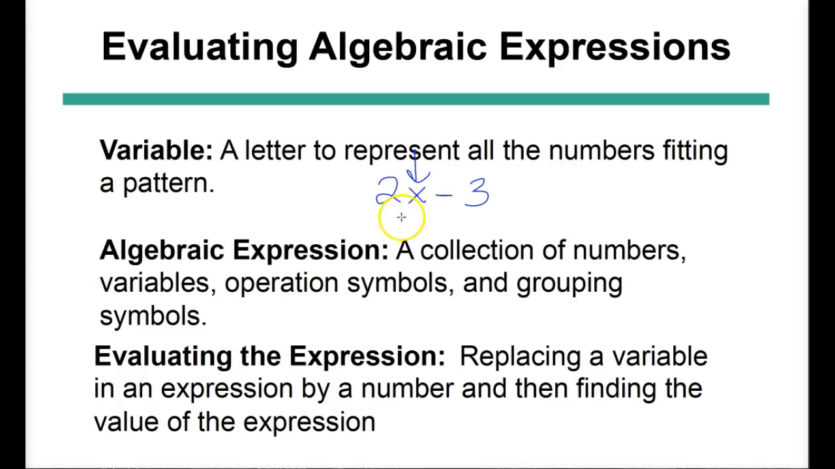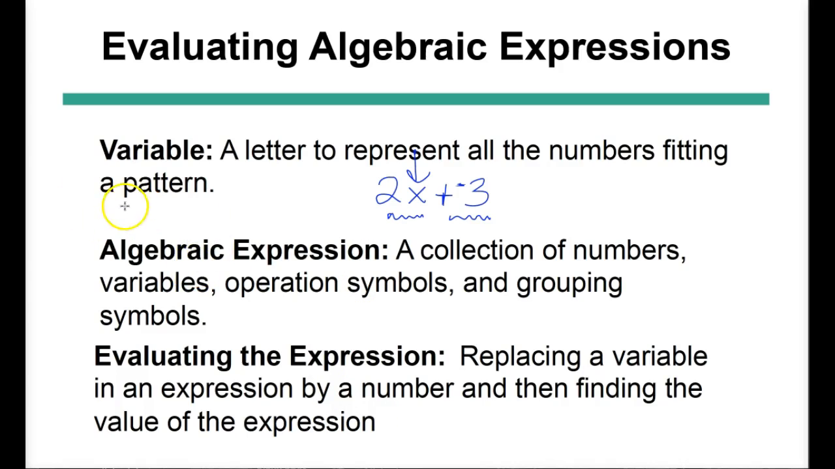As an example, 2x minus 3 is an algebraic expression. It is a two-term algebraic expression where the first term is 2x and the second term is minus 3. Of course, we're saying that because I could rewrite it that way. Now, whenever we evaluate an expression, we replace a variable in the expression by a number and then find the value or the result of that.